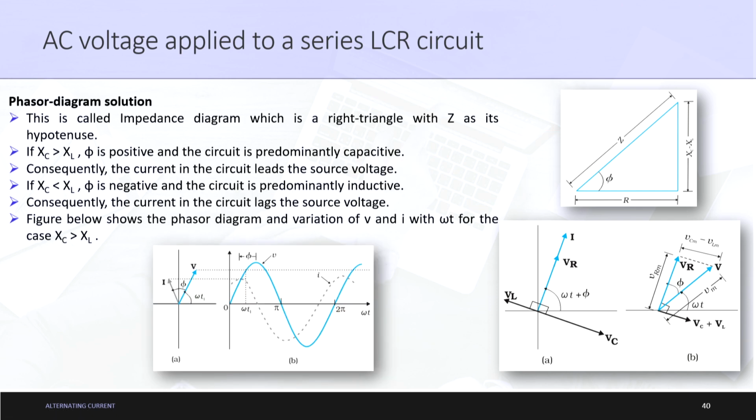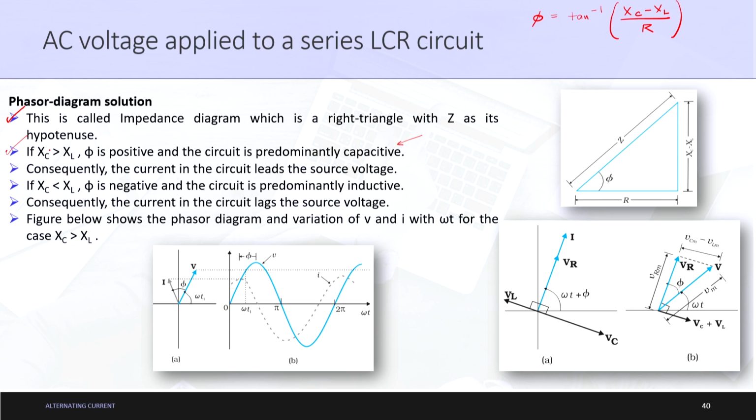Let's start understanding whatever is written here. These are simply logic-based concepts. This is called the impedance diagram, which is a right triangle with Z as its hypotenuse, quite evident. Now, if Xc is greater than XL, what was the value of phi we got? Phi is nothing but equal to tan inverse of (Xc minus XL) upon capital R, correct. If Xc is greater than XL, that means Xc minus XL is positive, therefore phi will be positive and the circuit is predominantly capacitive.